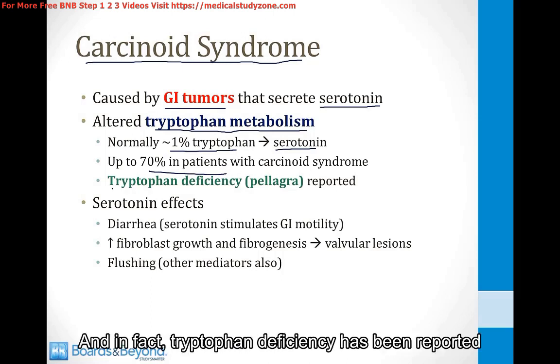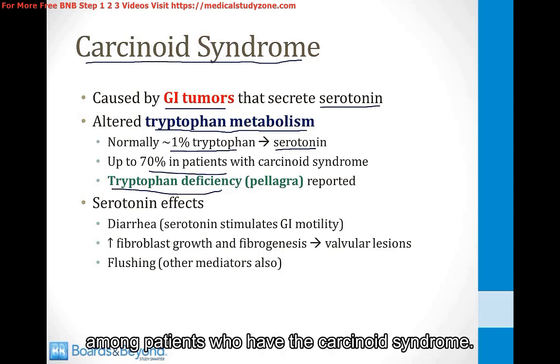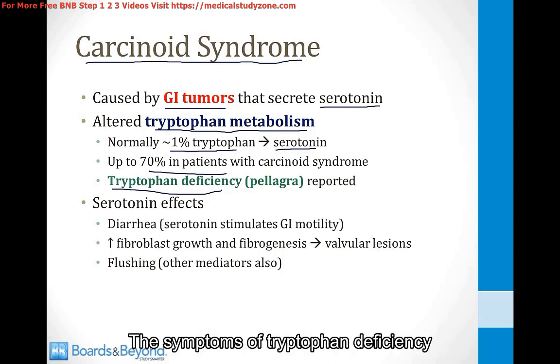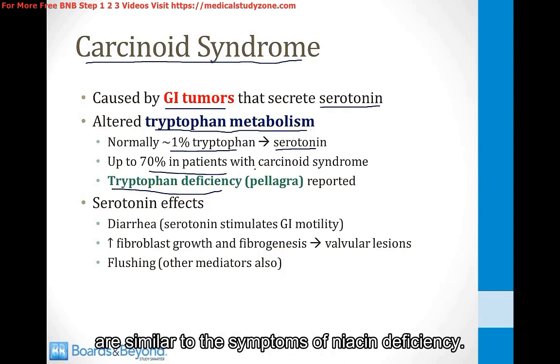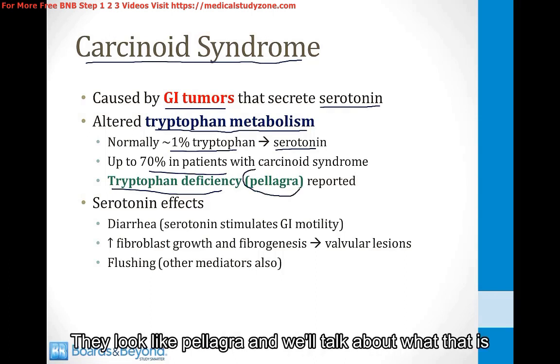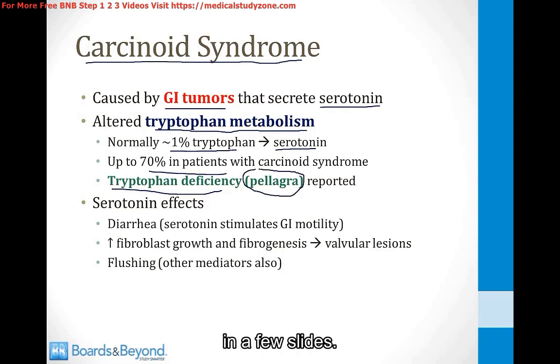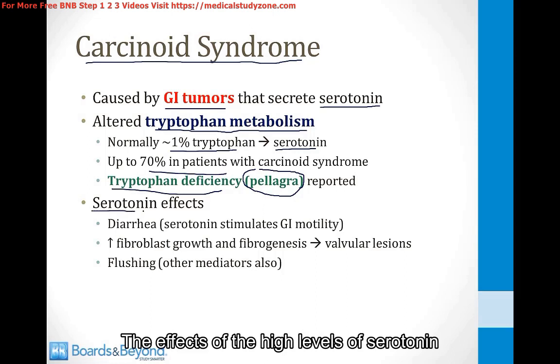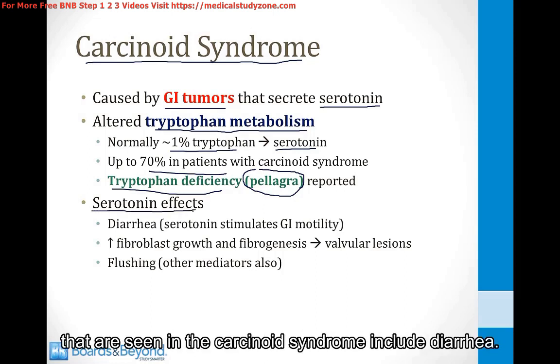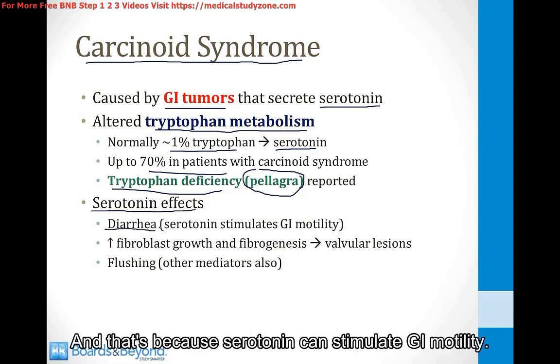And in fact, tryptophan deficiency has been reported among patients who have the carcinoid syndrome. The symptoms of tryptophan deficiency are similar to the symptoms of niacin deficiency. They look like pellagra, and we'll talk about what that is in a few slides. The effects of the high levels of serotonin that are seen in the carcinoid syndrome include diarrhea, and that's because serotonin can stimulate GI motility.